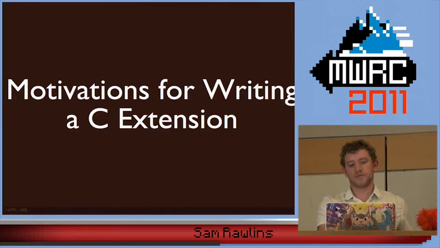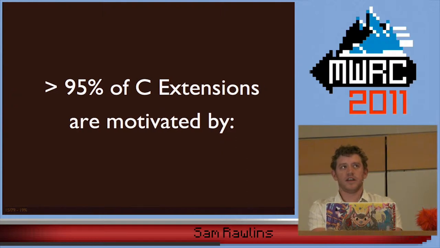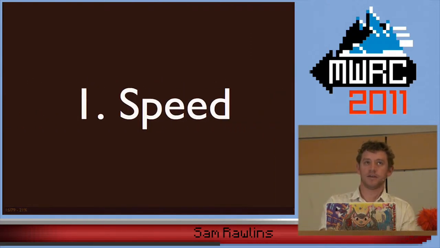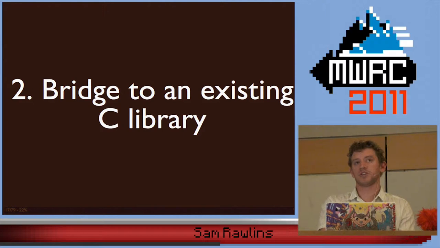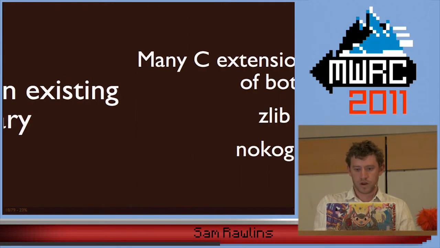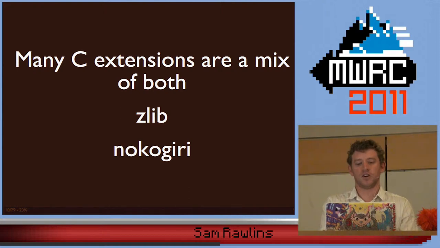So, motivations for writing a C extension. There are two motivations. More than 95% of C extensions are motivated by the following two reasons. One is speed. C code typically compiles down to faster machine code than Ruby code compiles down to in Ruby bytecode. And two is as a bridge to an existing C library. And many C extensions are a mix of both of these.